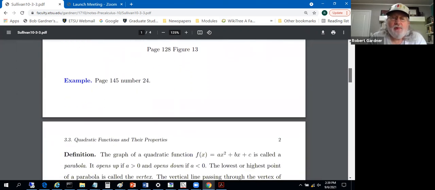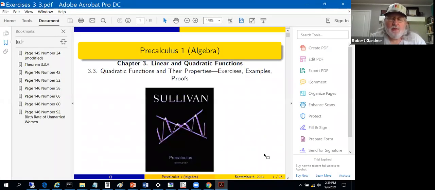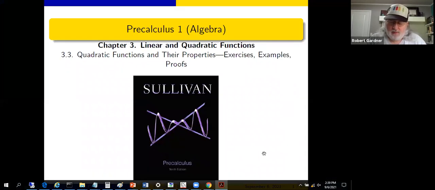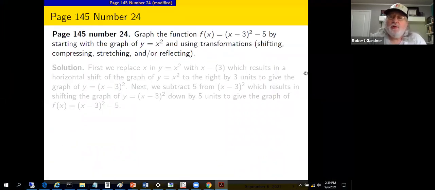Let's do an example from the supplements. All right, let's look at number 24. I think I've modified it a bit from what the book states. With the instructions, graph the function f of x equals (x minus 3) squared minus 5 by starting with the graph of y equals x squared and using transformations.